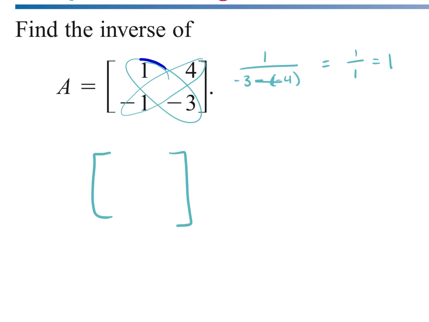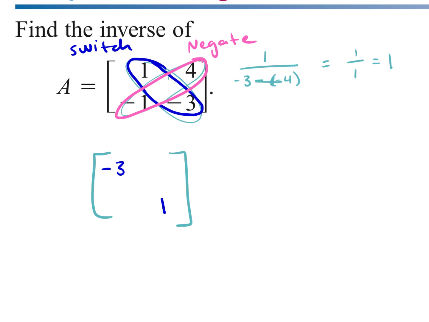So then we have to come up with our new matrix. What do we do to the majors? Switch the majors. So when we switch them, they switch positions. So we get -3 up top and 1 on the bottom. What do we do to the minors? Negate. So we flip the sign. So it now turns to -4 and +1. Don't forget, you always want to distribute your scalar, but what was our scalar here? 1. So it stays the same. So this would be our inverse.